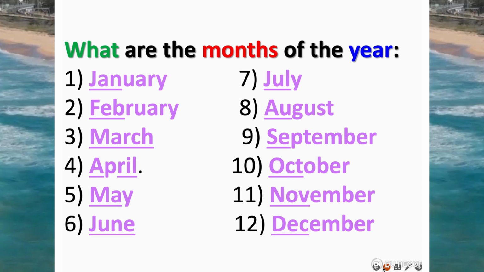The sixth month of the year is June. The seventh month of the year is July. The eighth month of the year is August. The ninth month of the year is September. The 10th month of the year is October. The 11th month of the year is November. And the last and the 12th month of the year is December.